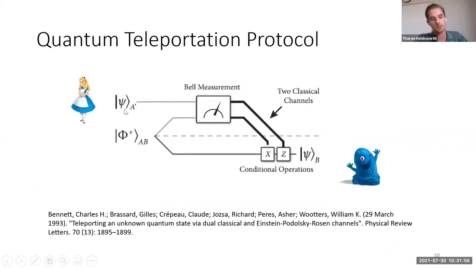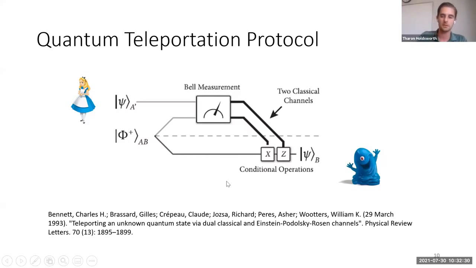And this is called a protocol. So if Alice would like to teleport this state psi A prime to Bob, then they can share this maximally entangled state. Alice can make a measurement, perform classical communication to Bob, and then conditional on that communication, Bob can reconstruct her state. And this has been shown since 1993.